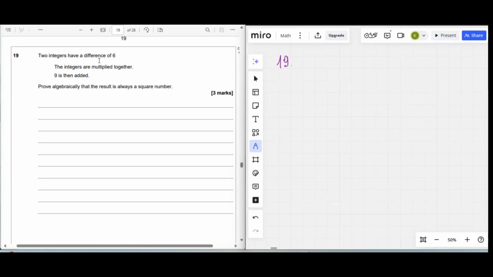Two integers have a difference of 6. The integers are multiplied together. 9 is then added. Prove that the result is always a square number. So let's say one integer is x and another one is x plus 6. And thanks to that, the difference between them is 6 because the second one is just 6 bigger.